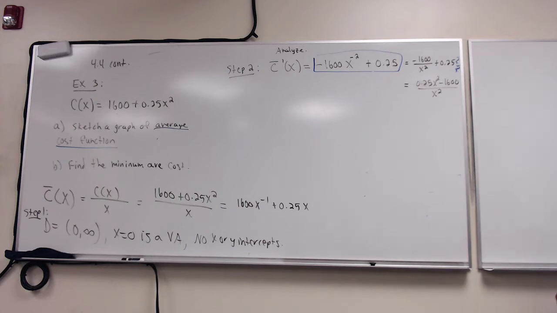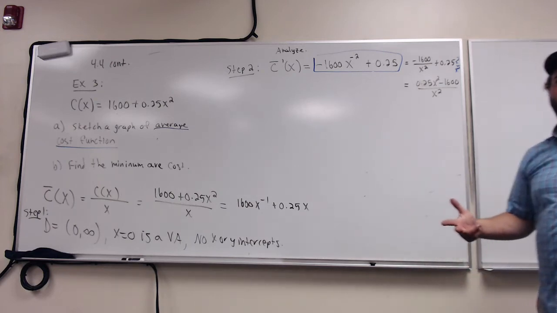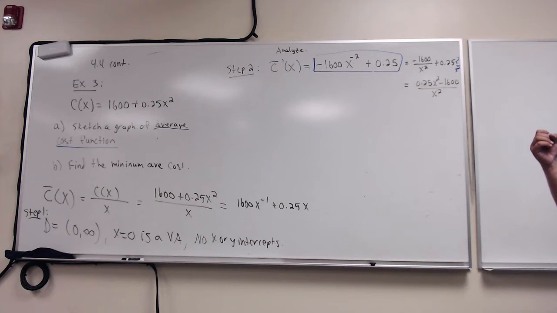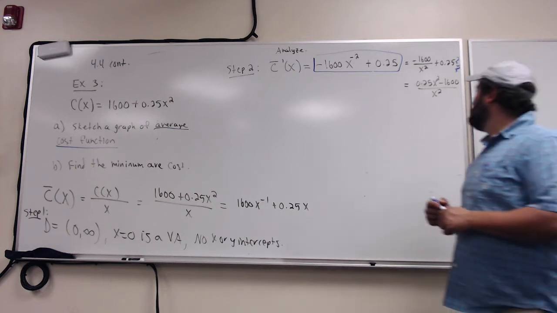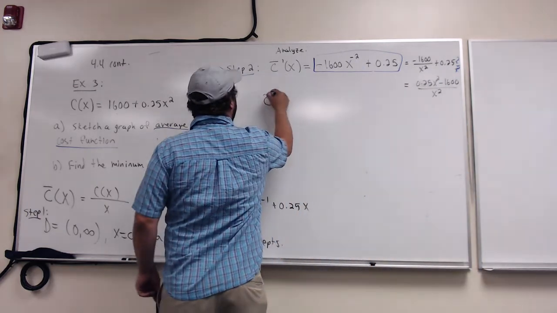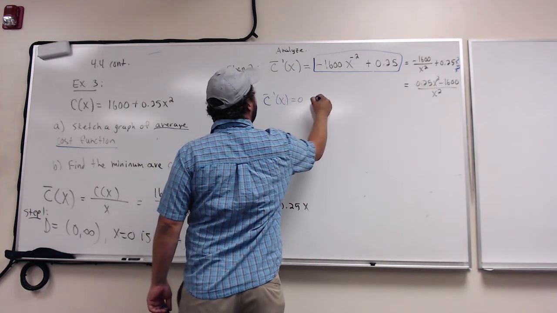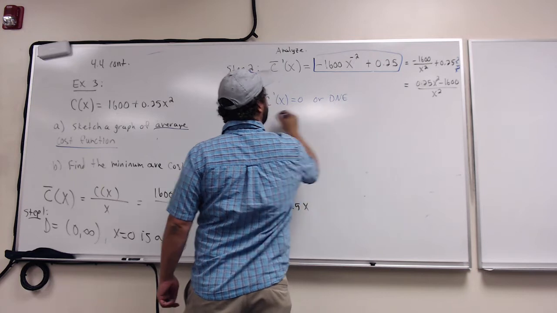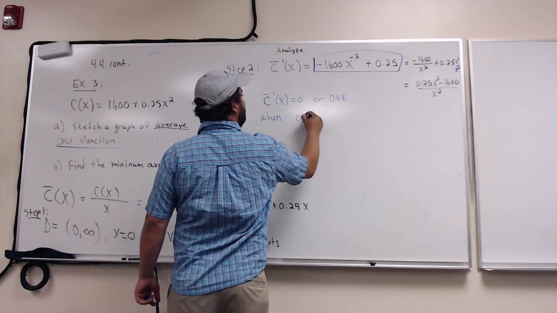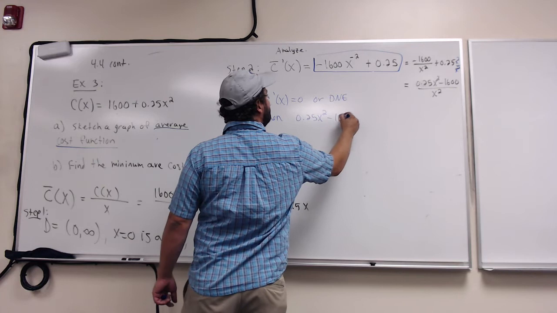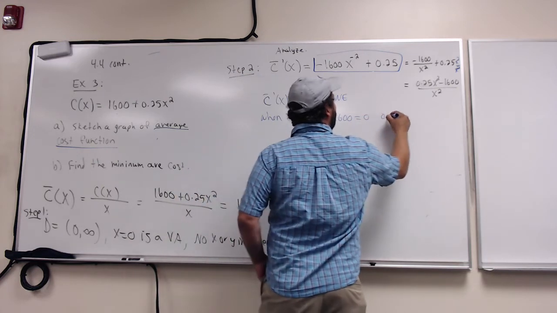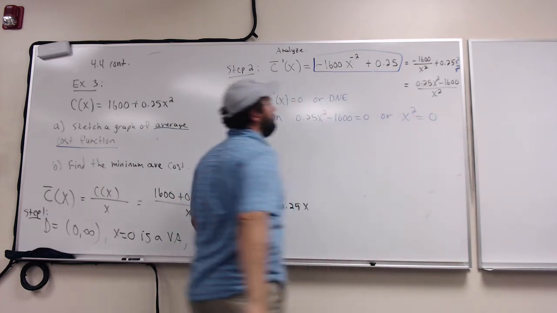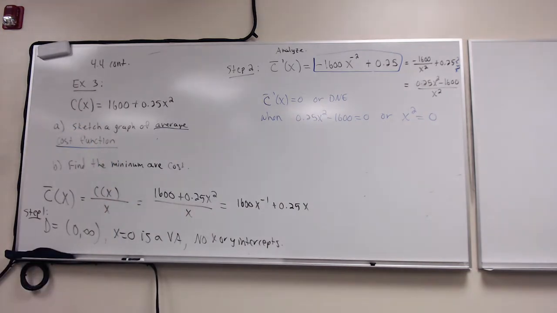Okay. And then how do you find your partition numbers? It's where the derivative is either 0 or does not exist, right? Okay. So c bar prime of x equals 0 or does not exist when either the numerator is equal to 0 or the denominator x squared equals 0. So I was just getting a common denominator there. That's what all that work was.